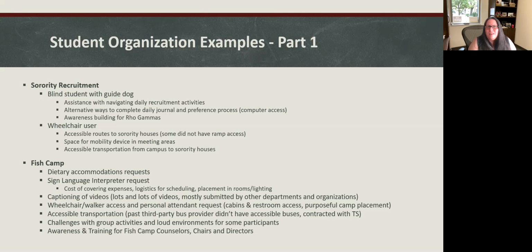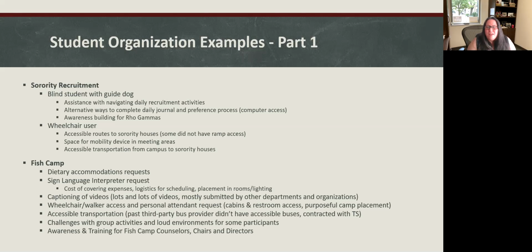Accessible transportation. I think one of the first times I was here, we had a wheelchair user. The bus company that they were using did not have wheelchair accessible buses. And so they had to contract with transportation services to actually have one of our buses transport that student. And then we had some of the other students and counselors transport with them, so they weren't just on the bus by themselves.